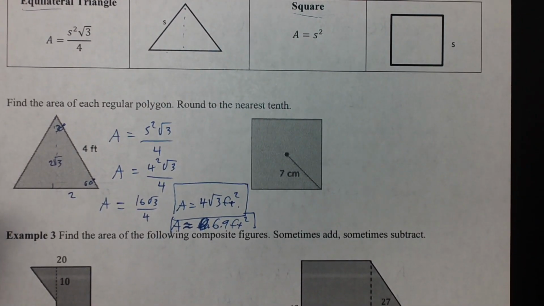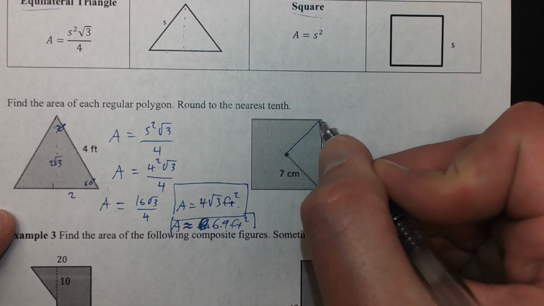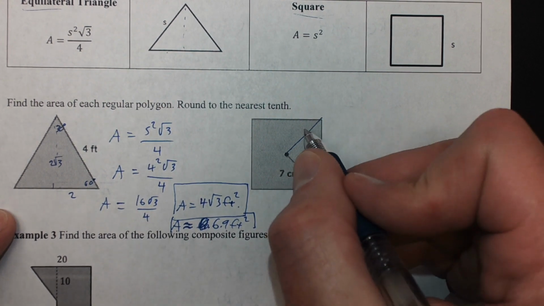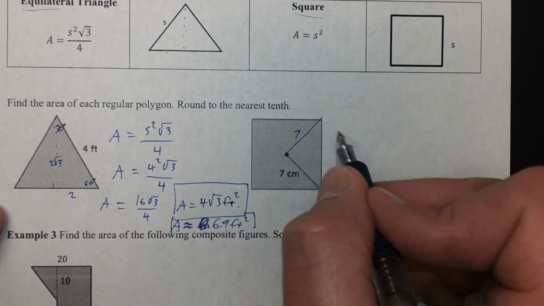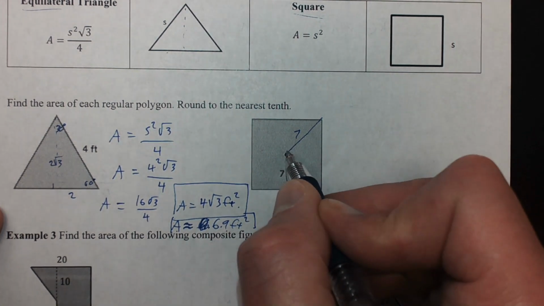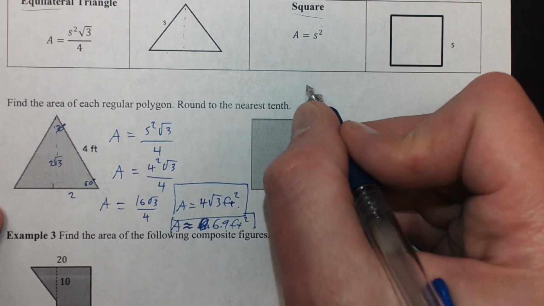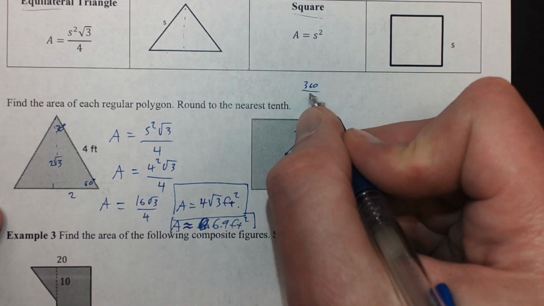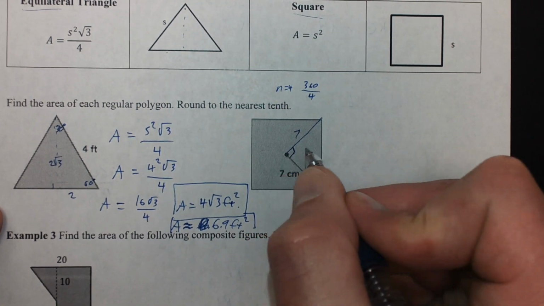Okay, well, how about this one? It's a square, and the half diagonal has a measure of 7 centimeters. So, of course, here's another 7. And it would be great if we just knew what kind of triangle we're dealing with here. Remember, this is a central angle, and what is the measure of that central angle? 360 divided by 4, because n is equal to 4. So that is a 90-degree angle.